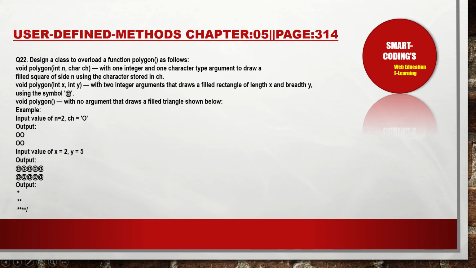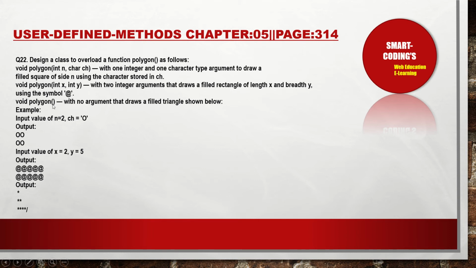First thing is this. Second, we are passing two parameters, int x comma int y, both are integer type, to draw a filled rectangle like this. As you can see in the question, the x value will be 2 and the y value will be 5. This will be given in the question. Now one more we have to draw is a filled triangle, where we will not pass any argument in the method Polygon. This will be blank like this.